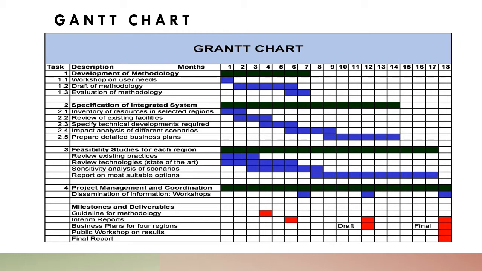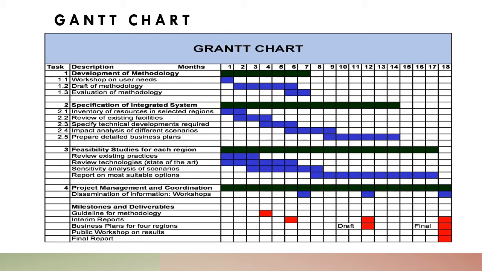Specification of integrated system. We are performing this task from day 1 to day 14. And what are the different activities in this particular task? First one is inventory of resources in selected regions, like whatever our resources are, in which regions we will invest them. Review of existing facilities, like on days 2, 3, 4 this task will be performed. Then specify technical development required, on days 4, 5, 6 we will perform this task.